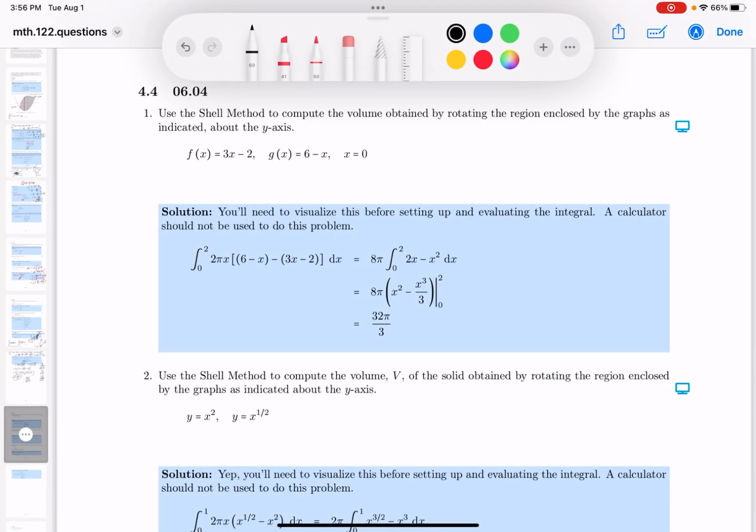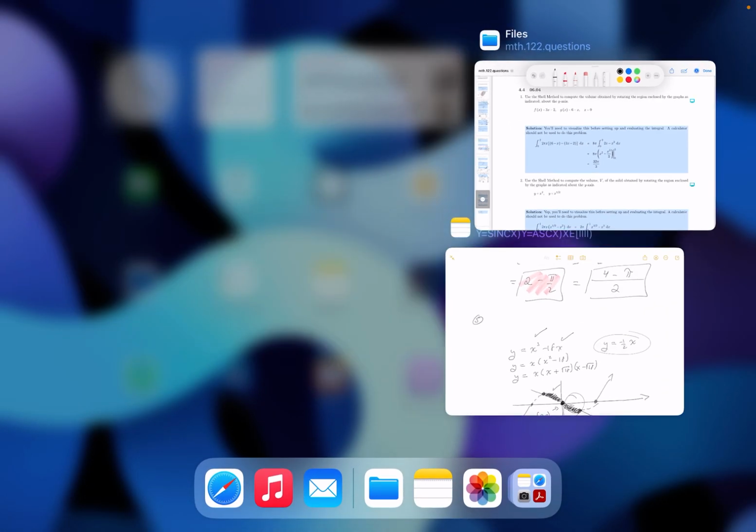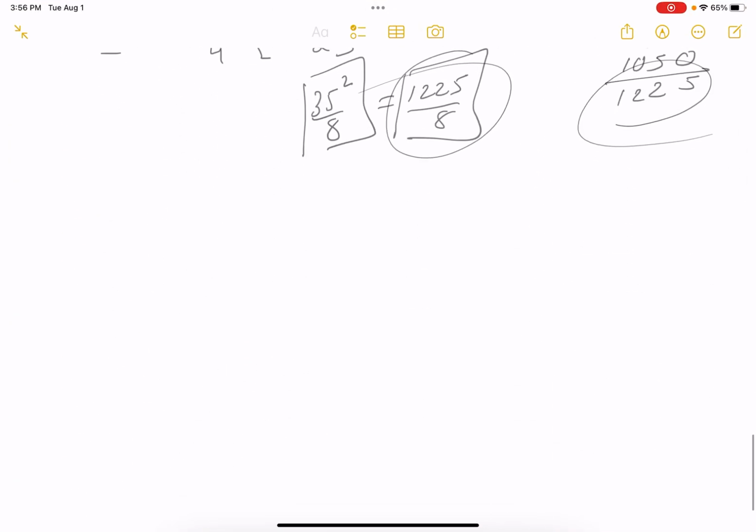Okay, we're in problem number 1. It says use the shell method to compute the volume obtained by rotating the region enclosed by the graphs as indicated about the y-axis. So what I want to do is go to the whiteboard. I'm going to try to visualize the problem and set the integration up. All right? So let's go to the whiteboard.